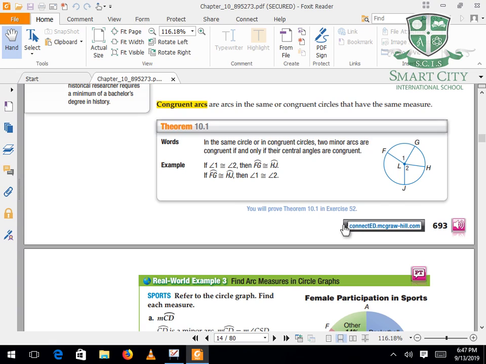So it says here angle 1 and angle 2 are congruent. Angle 1 is opposite to the arc FG and angle 2 is opposite to the arc JH. It means that arc JH is congruent to arc FG.